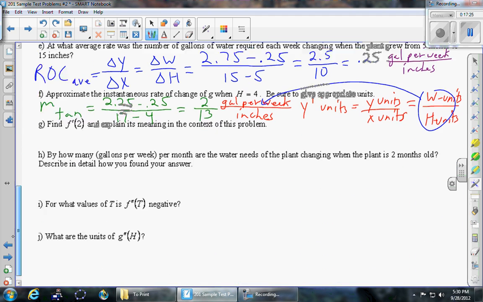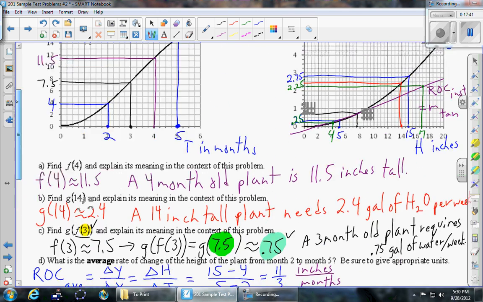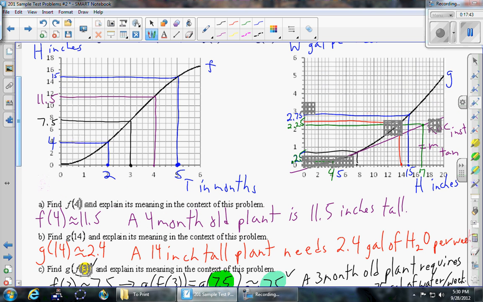All right, let's come back down here to G. It says find f prime of 2 and explain its meaning in the context of the problem. So this is another slope of a tangent line. So let's go up there, f prime of 2. So f is the left-hand graph. Here's 2, a point we were already interested in before. We go up to that point there, and then we draw our best tangent line. So again, we'll draw our tangent line in purple. And then we'll pretend that didn't happen. That looks okay.